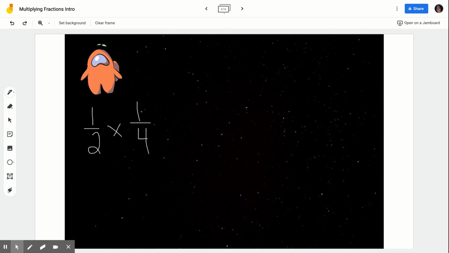Okay, in this lesson, we are going to multiply fractions using area models or multiplication models. These are going to look a little bit like arrays. You've probably heard that term for what we're about to draw. So we're going to take a look at the first fraction.